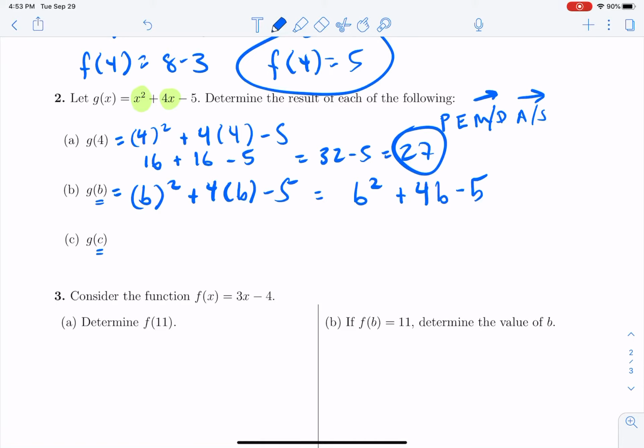Part C is very similar to part B. What's the only difference? Well, you're right. It's a different letter. So I might cheat on this one and just go to my final answer and just change out the letters in the equation. Nothing else is going to change there.